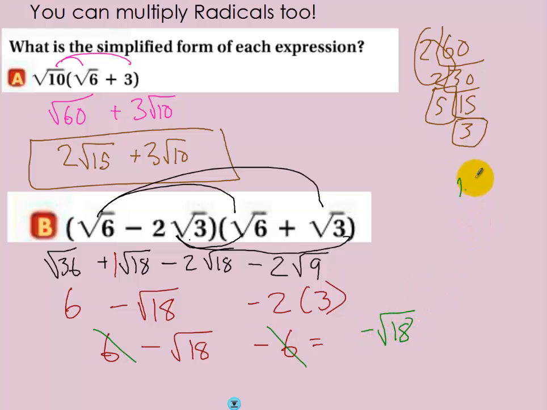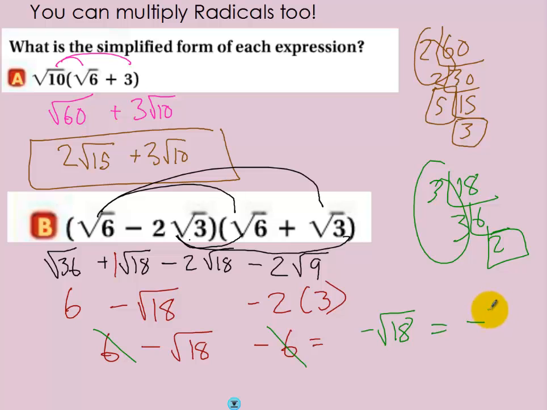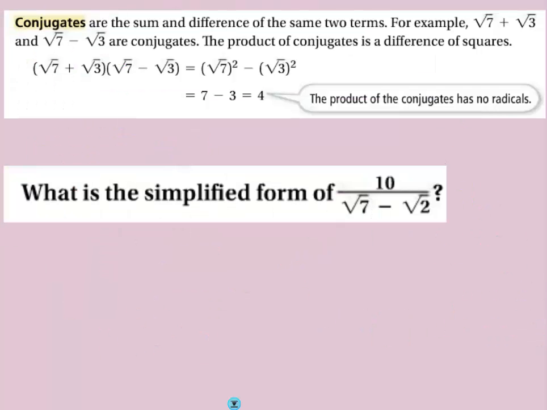And I can reduce that square root of 18. 3, 6, 3, 2, a pair and a lone. So that's going to equal negative 3 on the outside and square root of 2 on the inside. So there's my simplified form. All right, last example here.